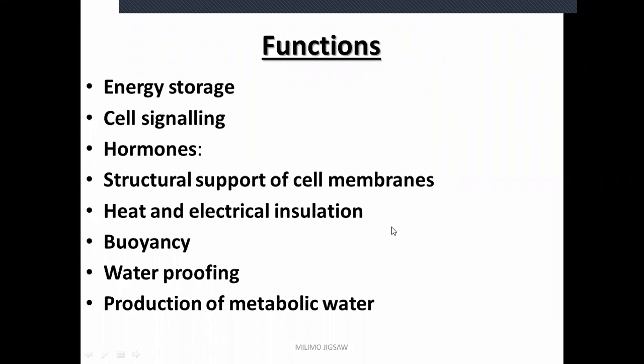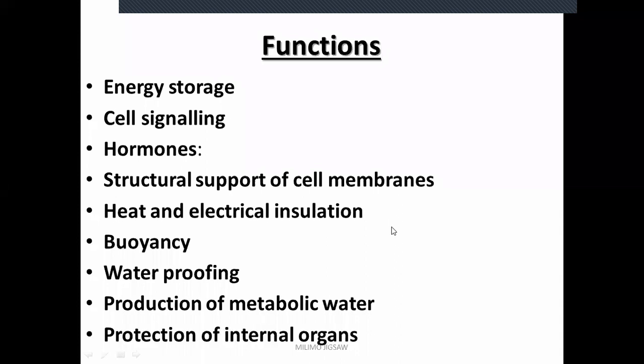Then lipids can also function for production of metabolic water. Metabolic water is simply water as a result of metabolism. So lipids, through the process of metabolism, are able to produce water. For example, in animals that live in adverse conditions where water is scarce, for example, the camel. The camel is able to produce water just from the metabolism of lipids.